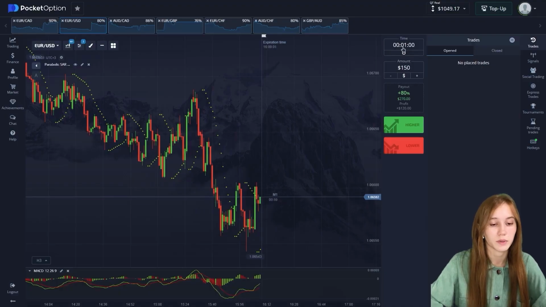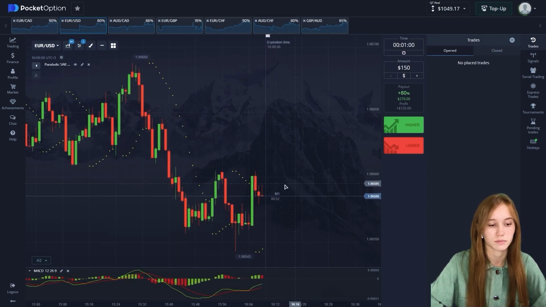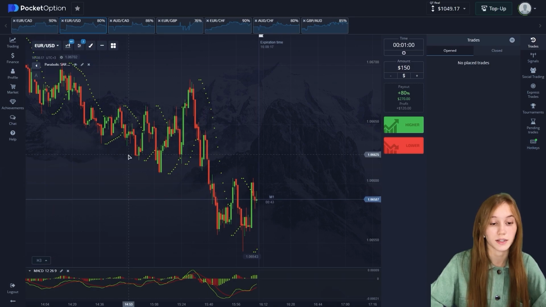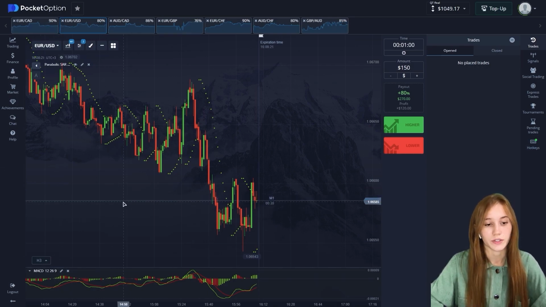Minute time frame on our chart. Currency pairs. We'll trade with this. It was 9, as I remember. Indicators, parabolic and MACD. We use strategy to trade.